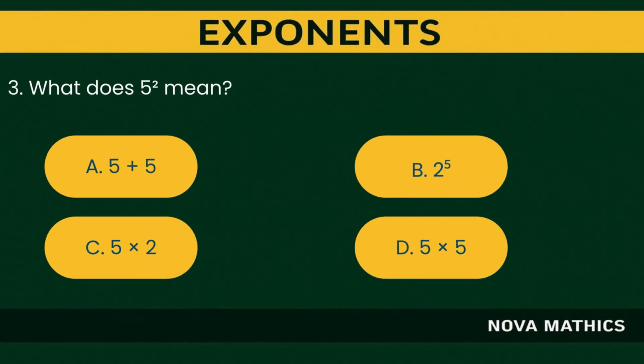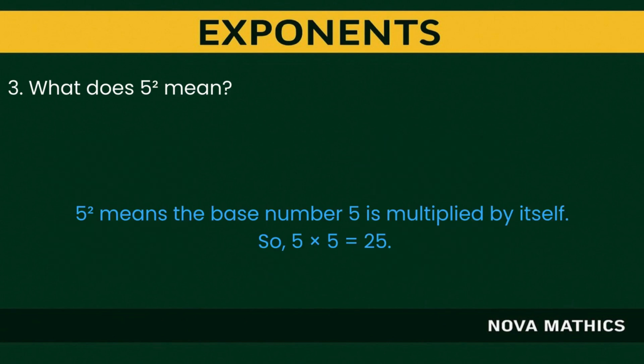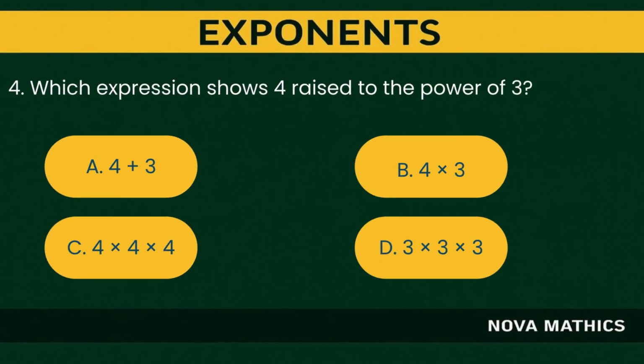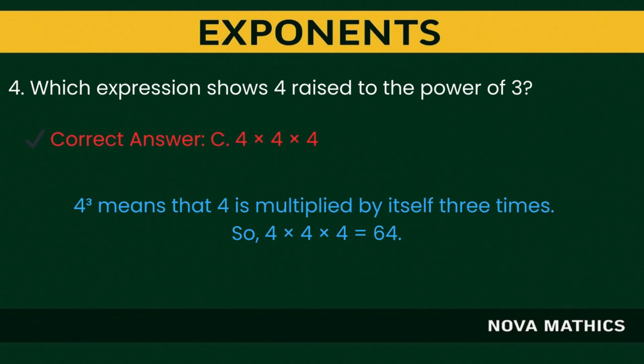3. What does 5 to the power of 2 mean? Correct answer is 5 to the power of 2, which means 5 times 5, which equals 25. 4. Which expression shows 4 raised to the power of 3? Correct answer is C, 4 to the power of 3, means 4 times 4 times 4, which is 64.